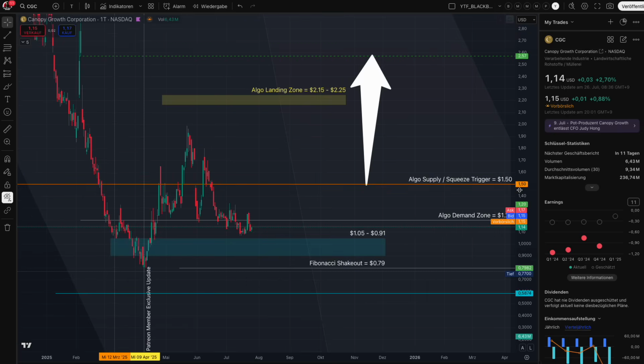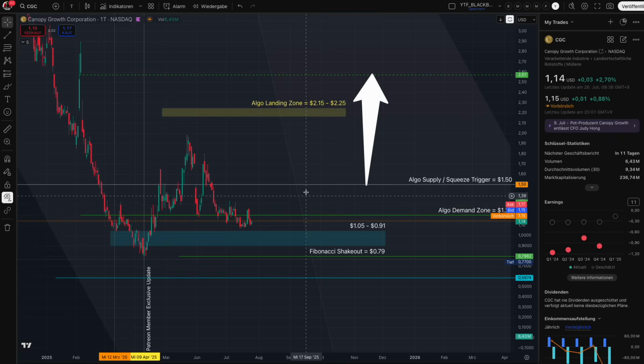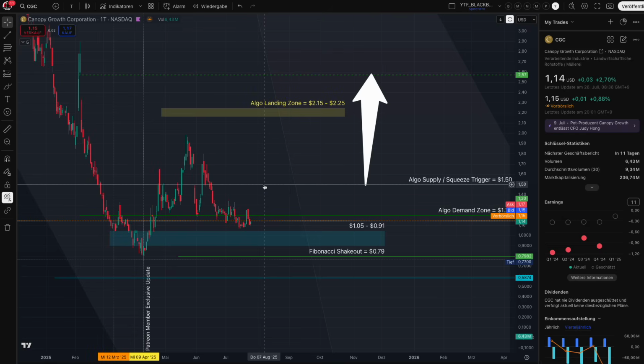So keep in mind the Algo supply zone. This is the usual short squeeze trigger, but now it becomes our resistance. We have here 1, 2, 3 squeeze attempts from Canopy Growth, guys, and 3 times, even though of course the price went over $1.50, we got rejected once with a gap down, second time hard rejection, guys. Keep that in mind. $1.50 is right now the supply zone, which means the resistance for Canopy Growth.